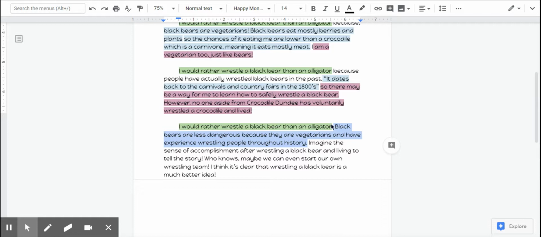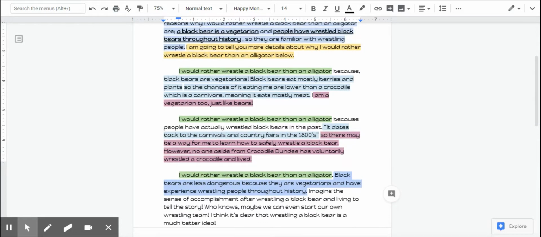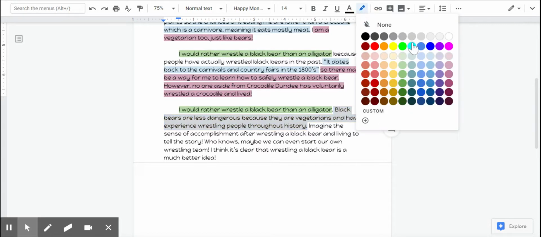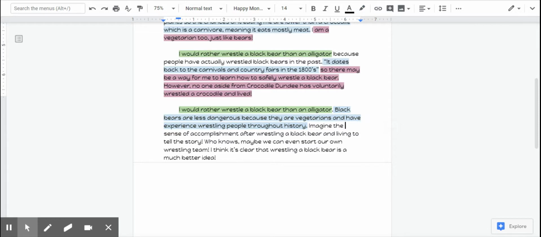So I'm restating what I said above about them being vegetarian, so less likely to want to eat meat, which I'm made of meat. I'm not made of berries and plants, and how bears have been wrestled in the past. So again, I'm restating my facts, okay? And then here's my own voice. Imagine the sense of accomplishment after wrestling a black bear and living to tell the story. Who knows? Maybe we can even start our own wrestling team.